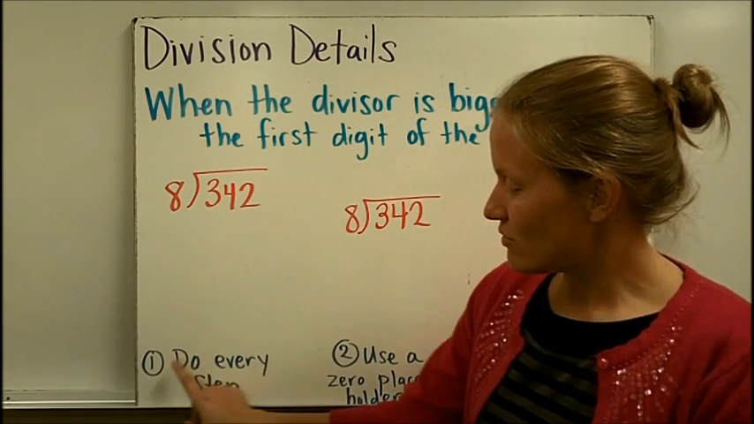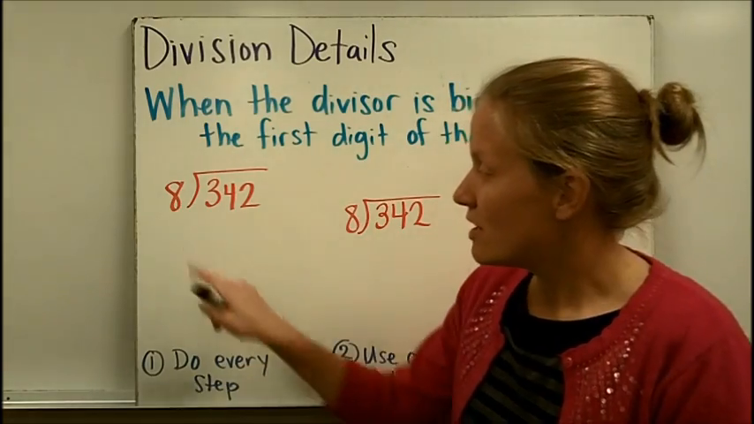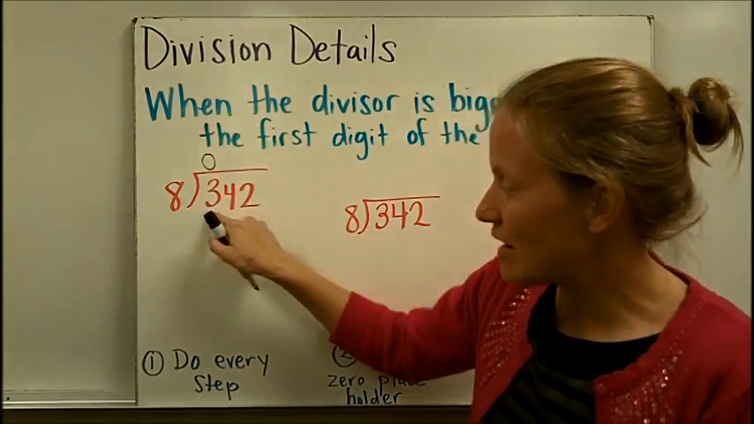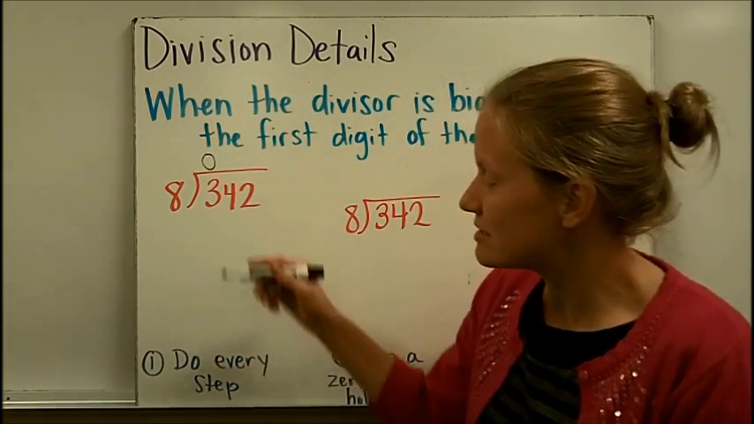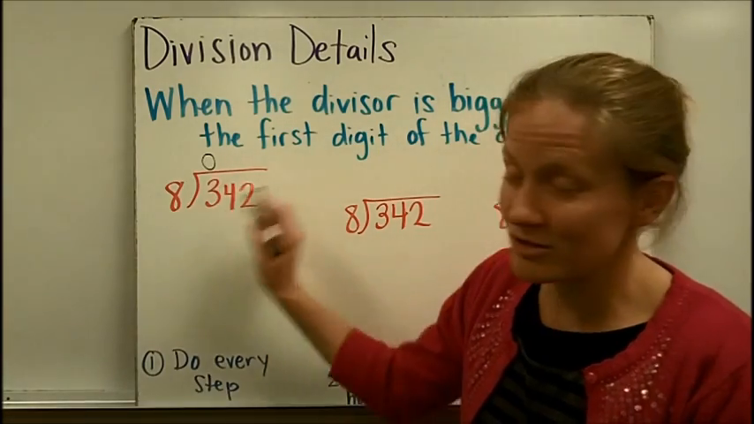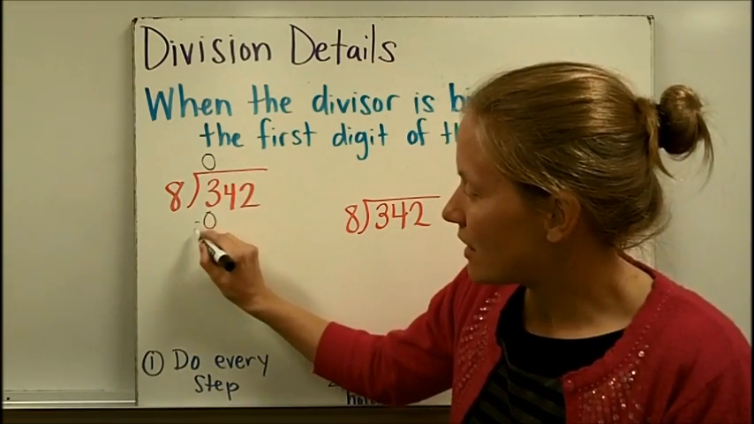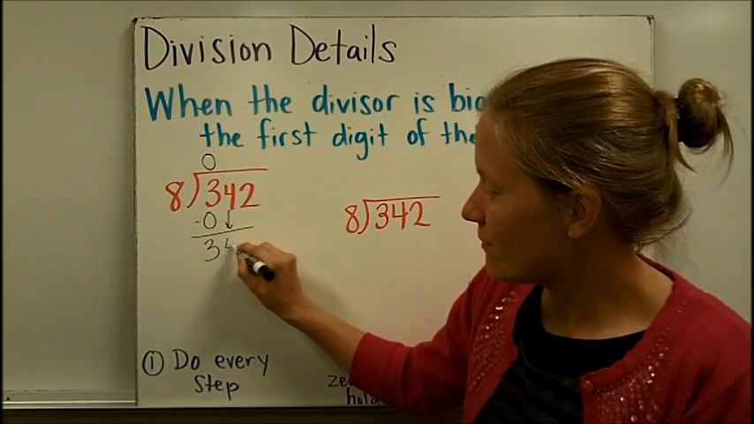So one way that you can deal with this is still do every step like you've been taught to do. So 8 goes into 3 no times. We can't make a group of 8 out of 3. And then we would just carry on like usual. I'm going to go ahead and solve the problem kind of quickly. So 0 times 8 is 0. I subtract and get 3. I would bring down the 4.